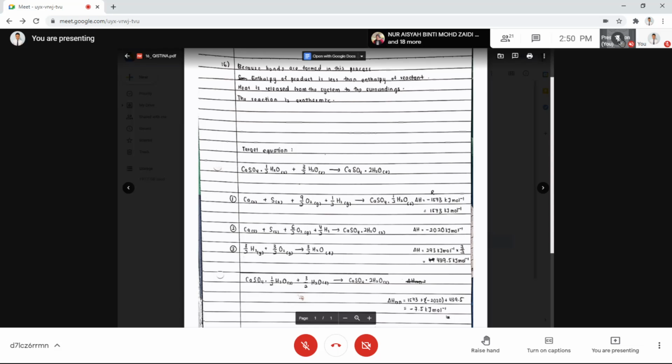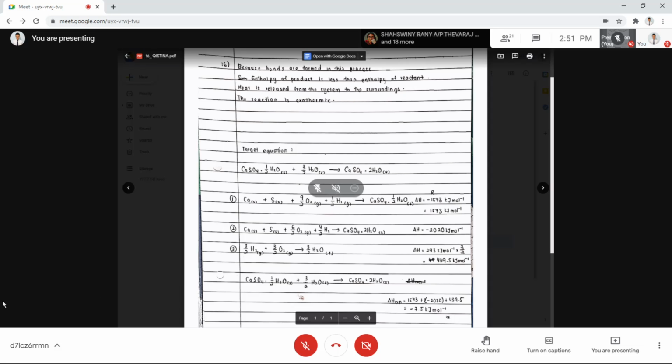The question: when plaster of Paris, calcium sulfate half H2O, is mixed with water, it combines with water to produce gypsum, calcium sulfate 2H2O. The reaction is exothermic, which explains why a plaster cast on a broken leg becomes warm and hardens. I answered because bonds are formed in this process. Enthalpy of product is less than enthalpy of reactant. So the heat is released from the system to the surrounding. The reaction is exothermic. Okay, good.